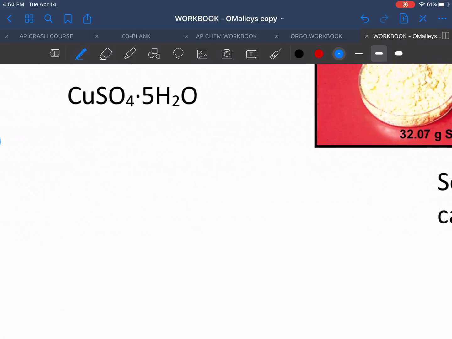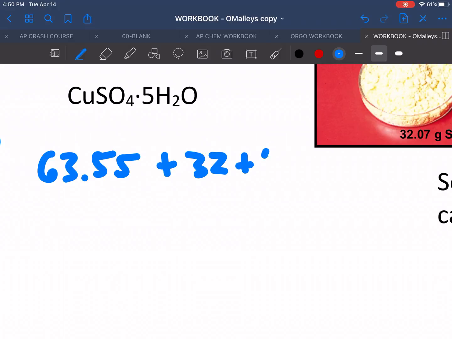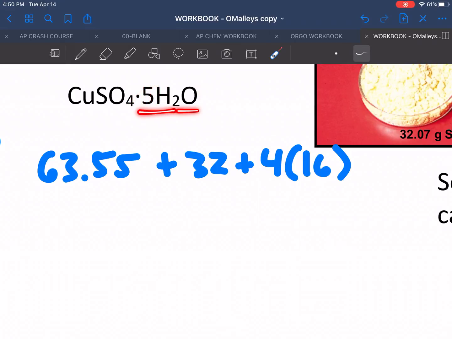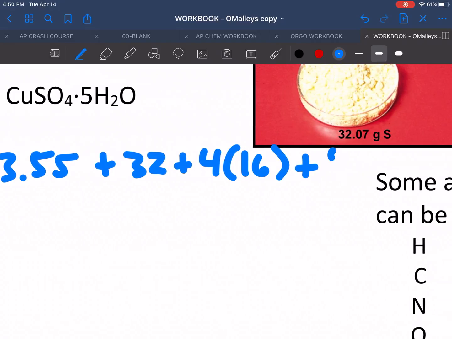Copper is not on my list of roundable elements. Its atomic mass is, as we saw up above, between 63 and 64, so I'm going to use 63.55 for the copper. Sulfur I'm going to round to 32. The oxygen is 16 each. But then there's 5 of these water molecules, so that's 10 hydrogens and 5 more oxygens, or 5 times the mass of a water, which is 18, 2 plus 16. So I'm going to say plus 5 times 18 for the waters.